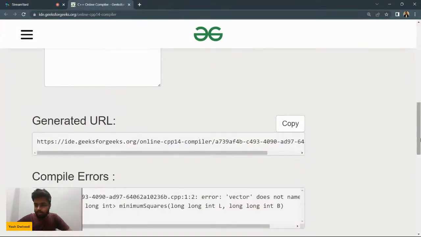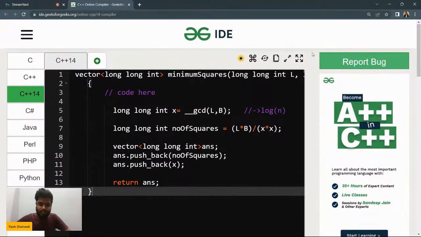Okay, I hope that everyone was clear with this particular problem. Yes. Okay, Rag Yadav says yes. Other people are also saying yes.